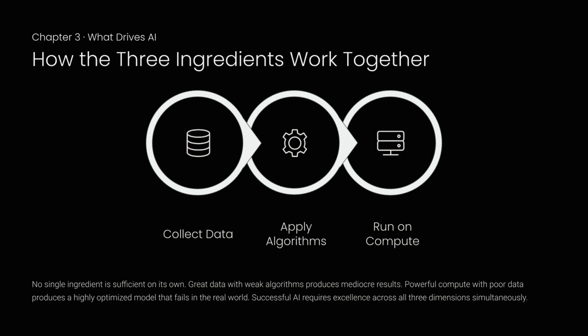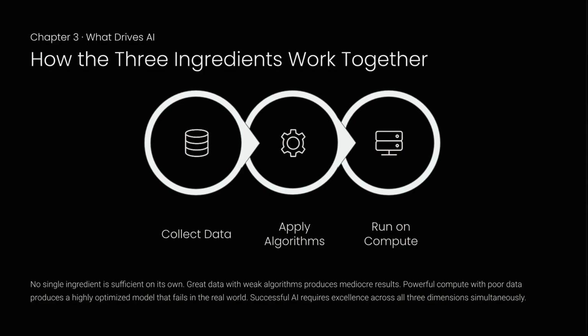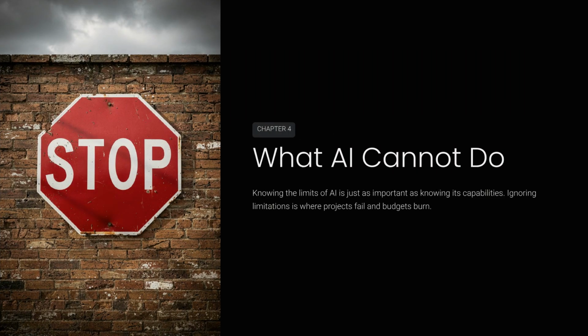These 3 ingredients must work in harmony. Great data with weak algorithms or powerful compute with poor data will lead to mediocre or failing results. Successful AI requires excellence across all 3 dimensions. Moving to Chapter 4, what AI cannot do. Recognizing the boundaries of AI is just as vital as knowing its capabilities. Ignoring these limits is a primary reason why projects stall and budgets are wasted.